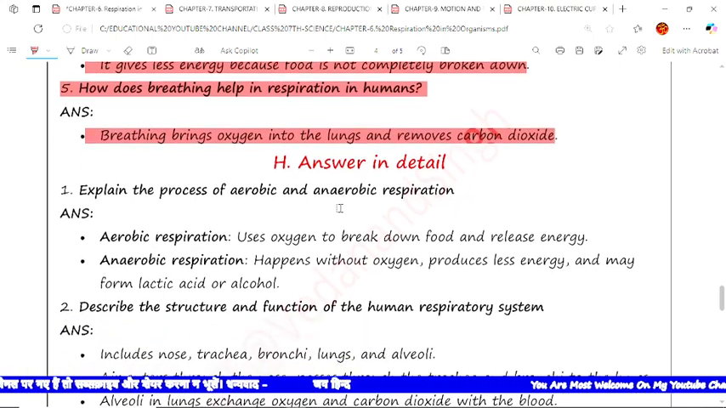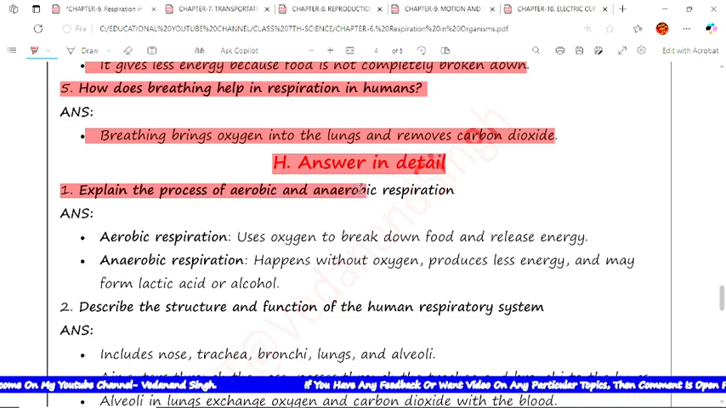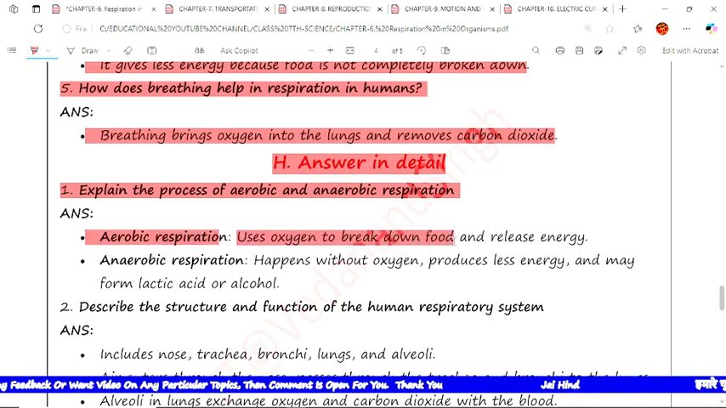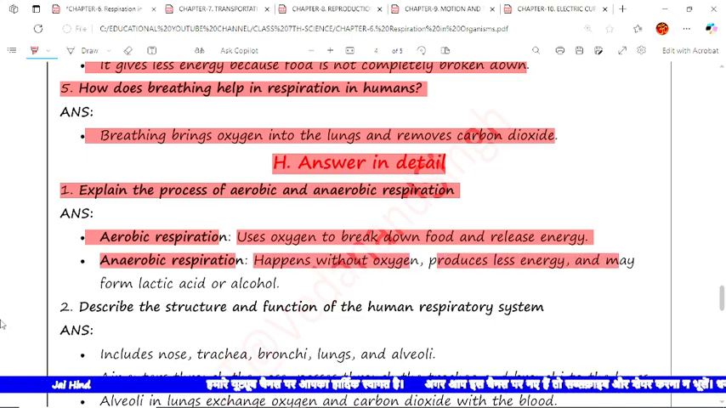Now the next part of the question is answer in detail. See, for answer in detail I have written point wise, so you should look. The first question is explain the process of aerobic and anaerobic respiration. First, look at aerobic respiration. It uses oxygen to break down food and release energy. In anaerobic respiration, it happens without oxygen, so it produces less energy and may form lactic acid or alcohol.